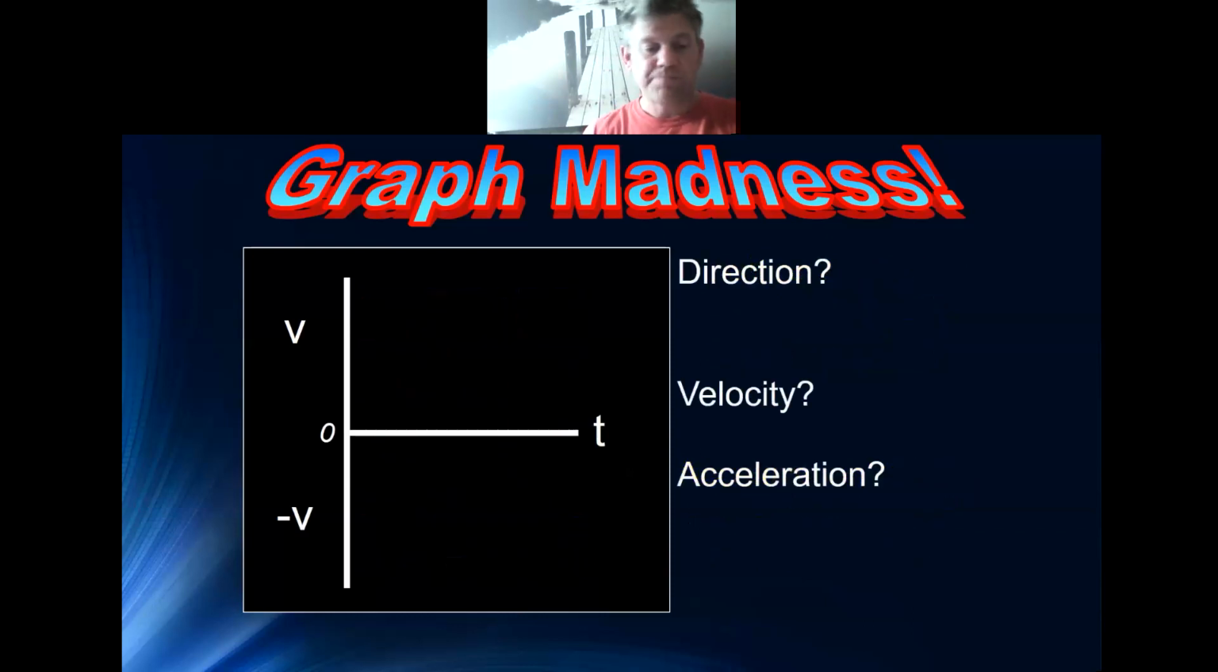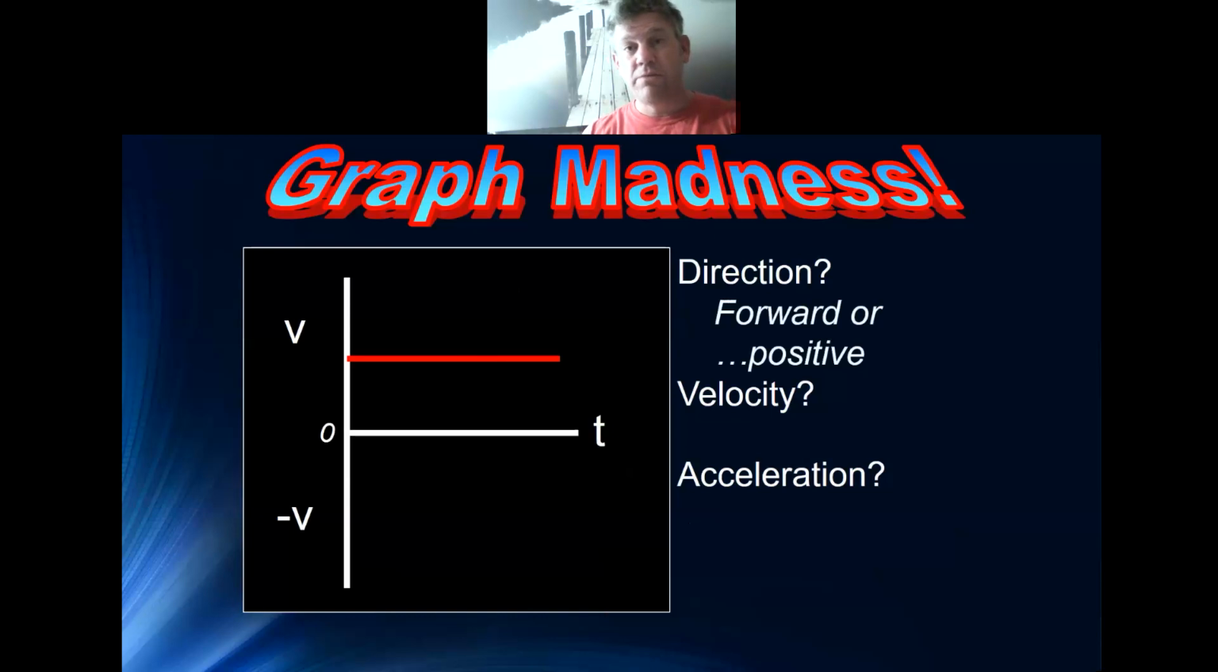Let's try one out. So we got the curve there. So first and foremost, we're looking for direction. So the hope is that as you look at this direction, we see this is above the t-axis. So what that means for us is this thing should be going forward or positive, all right? Yeah, we could talk about going to the right, but really for us, forward or positive becomes the big deal, okay?